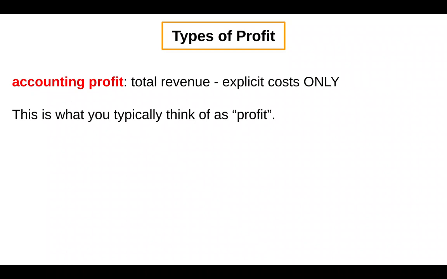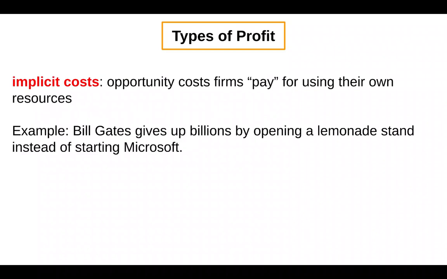Now, if we take our total revenue minus explicit costs only, we get what's called accounting profit. It's called accounting profit because this is the type of profit that accountants will calculate for a business. And this is typically what you think of as profit. When you may read a news article and they're talking about profits of that company, typically they're referring to accounting profit. However, one other term that we need to be aware of in this course is implicit costs.